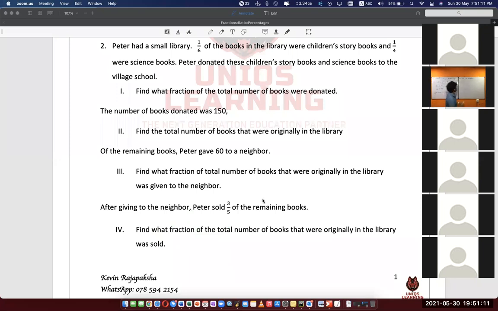So what fraction was given to the neighbor? Simply, 60 was given to the neighbor and the total number of books we had is 360. So it is going to be simplified. Divide top and bottom by 10. So this 0 and this 0 cancel off. So for 60, there is 6. For 360, there is going to be 36, right? So top and bottom, you divide by 6. 6 divided by 6 is 1. 36 divided by 6 is 6. Like I told you, you can simplify the fractions.